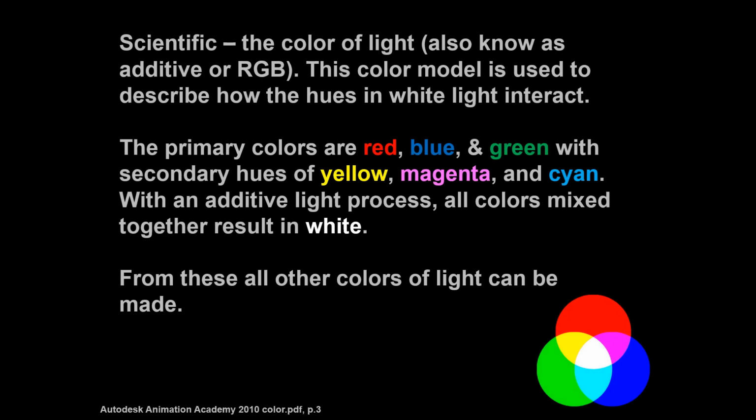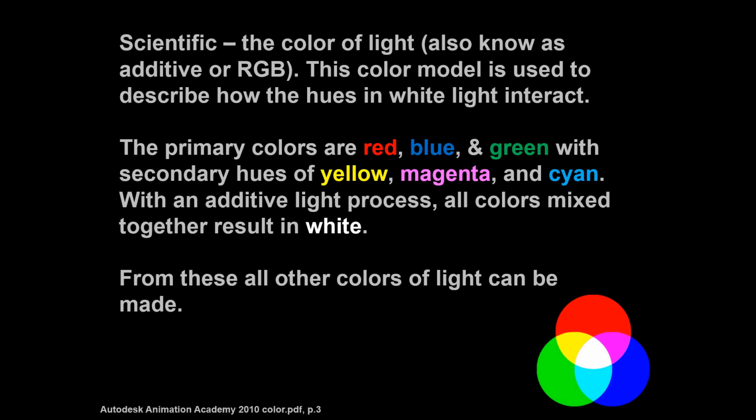The first one is scientific, the color of light. This is also known as additive, or RGB. So this model describes how the hues in white light interact. The primary colors for this set are red, blue, and green, with secondary hues of yellow, magenta, and cyan. If you put all these colors together, you get white light.